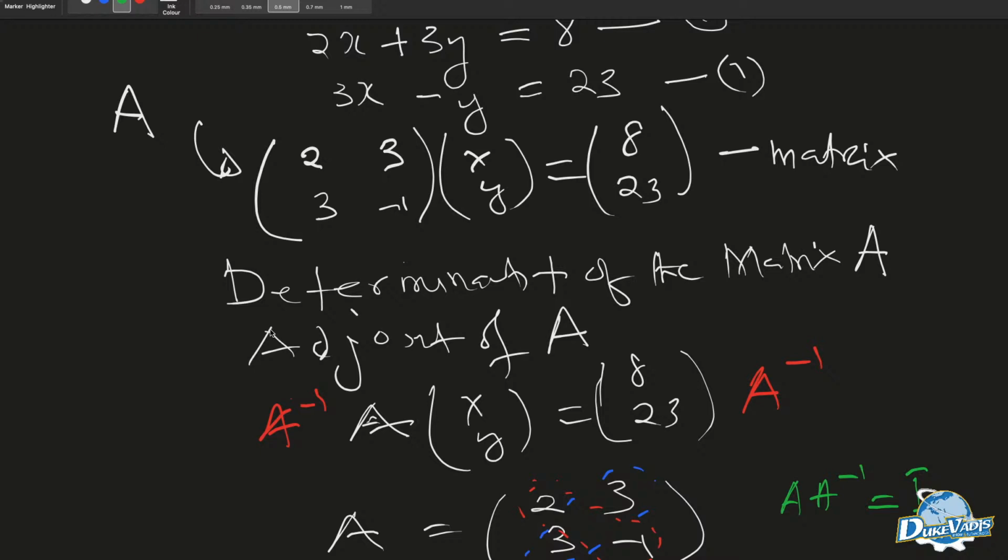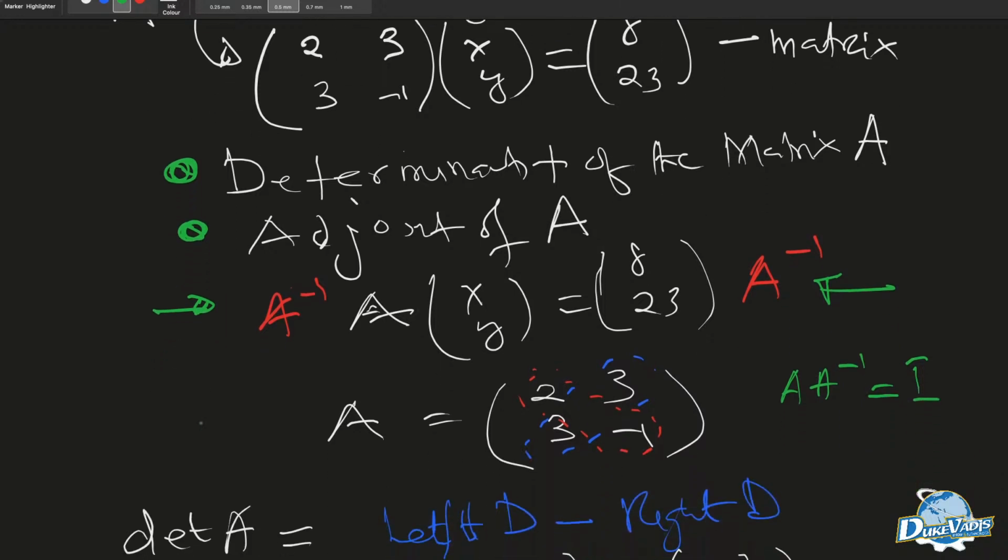So the determinant of the matrix A and the adjoint will help us to calculate the inverse of the matrix. Since we have this equation, A multiplied by xy is equal to 8, 23, we'll multiply A inverse to both sides of this equation. Then we know our A is that.